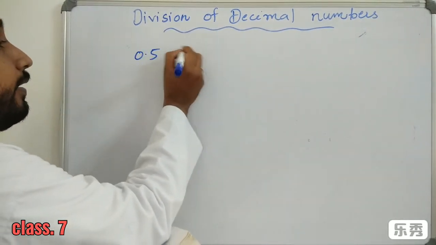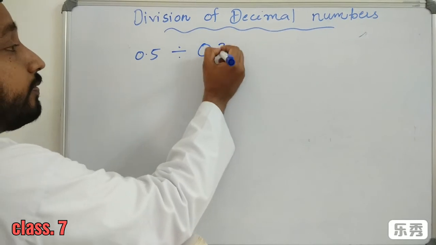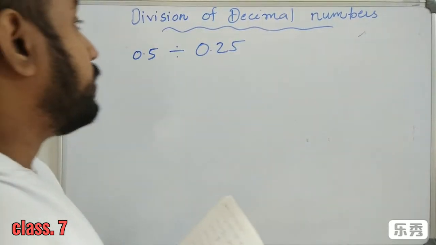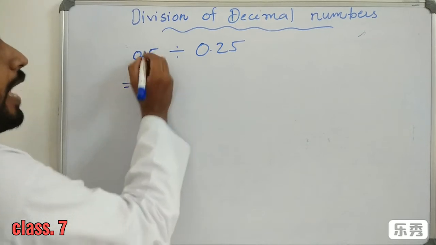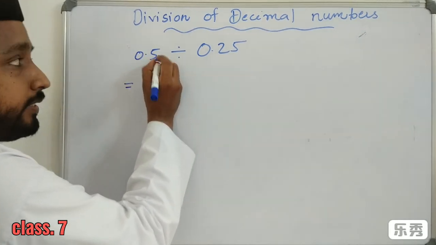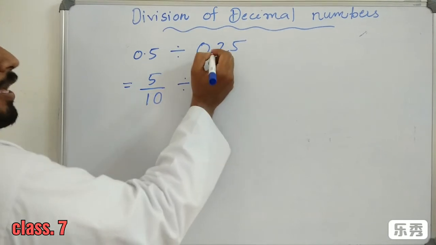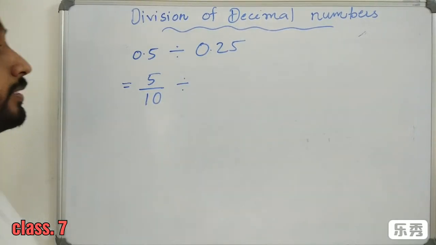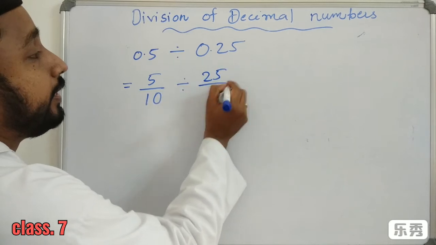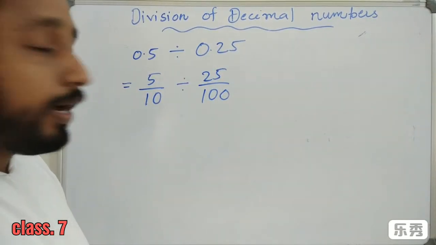0.5 divided by 0.25. 0.5 divided by 0.25, which is equal to, here after the point one digit, that means 5 by 10, divided by 0.25. Here after the point 2 digits, that means 25 by 100.